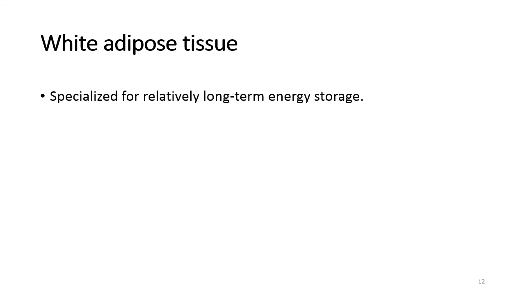The white adipose tissue is specialized for relatively long-term energy storage. They store lipid. Each cell stores a large droplet of lipid. This lipid will be stored and mobilized when the body needs it. So they are specialized for long-term energy storage.